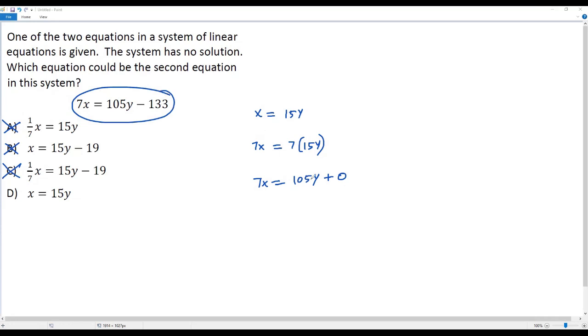Now let's consider the two linear equations in the system. We have the same coefficient for x over here, the same coefficient for y, and different constant terms. So clearly this system of two linear equations has no solution. That is, this system meets the given condition. Already we know that this is one of the linear equations in the given system, and the other linear equation is 7x equals 105y plus 0, and we got this linear equation from the linear equation in answer choice D, that is x equals 15y. So this x equals 15y could be the second equation in the given system. The correct answer choice for this question is D.